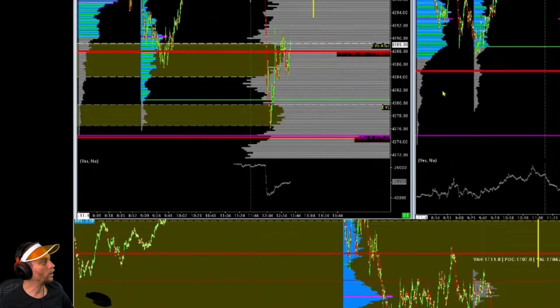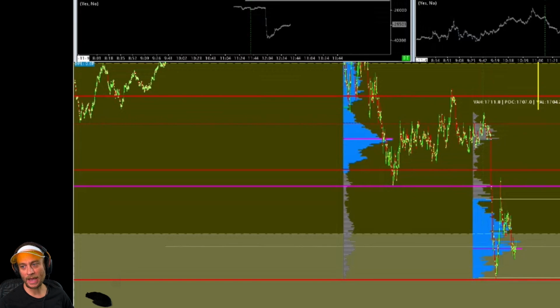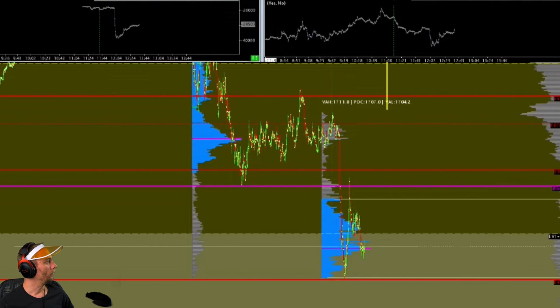Now, if we go down to Russell here, Russell has a range. You can see they're breaking that range. They're clearly, evidently breaking this range.